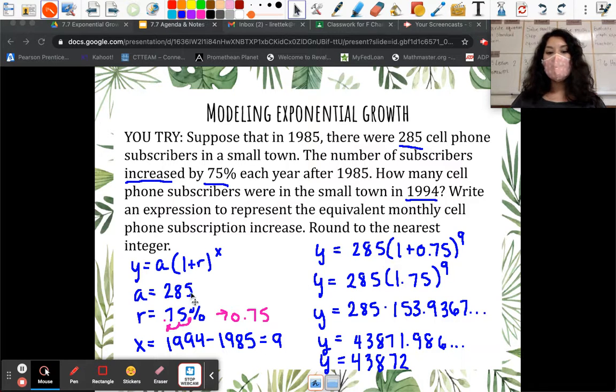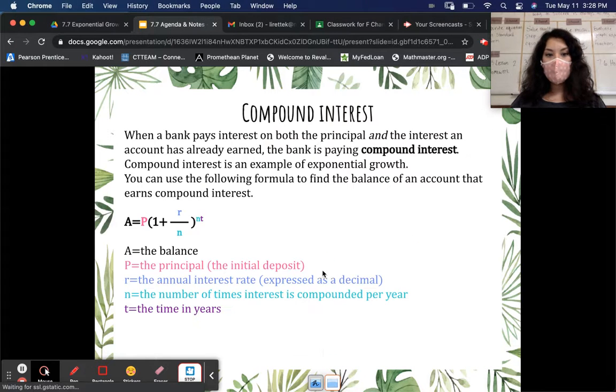Once you have all of the numbers, you substitute and solve. I have to do what's in parentheses first, raise that decimal to the power 9, which is going to give you this non-terminating decimal. So again, I waited to round at the very end. I kept this decimal on my calculator screen, then multiplied with 285, kept this number on my screen, and then used that to round. I rounded to the nearest integer. So hopefully we matched on that.